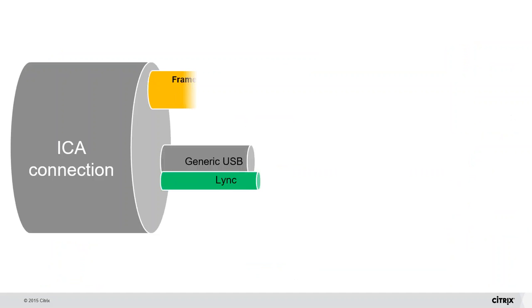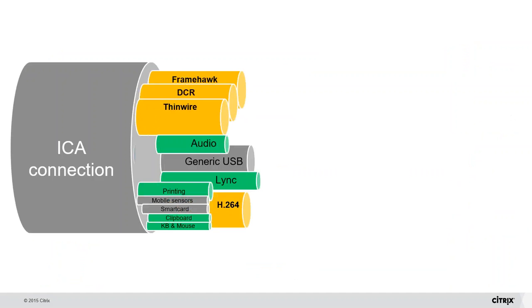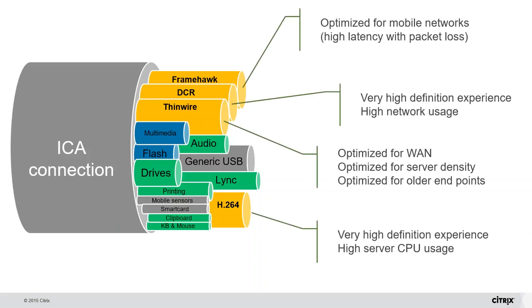But again, when you look at the ICA connection, there's lots of what we call virtual channels, lots of things that are part of it. They do multimedia, they do flash, they do drive mappings, and there's a bunch of different ones for the graphics, how your screen looks. It's FrameHog, DCR, ThinWire, H.264. The thing here is only the techies like talking about that, like talking about ThinWire and what ThinWire does. But a lot of us, even myself included, tend to have trouble remembering that H.264 does this, this is how it processes it.